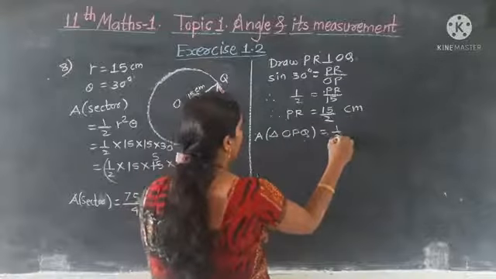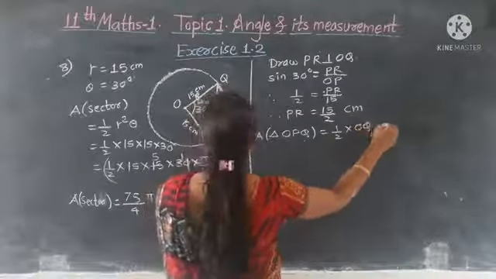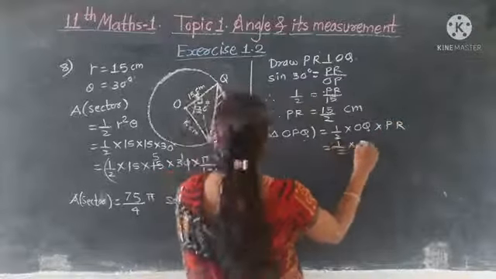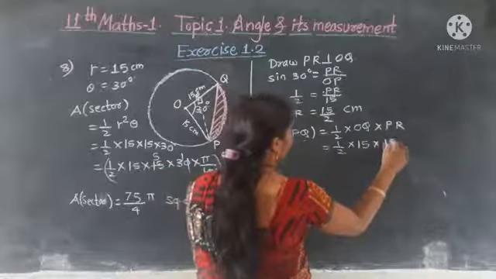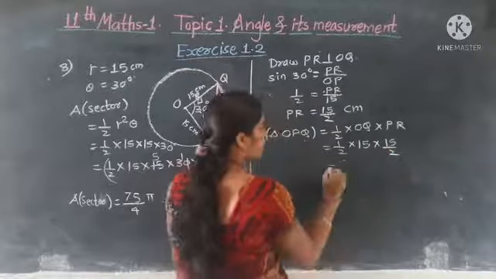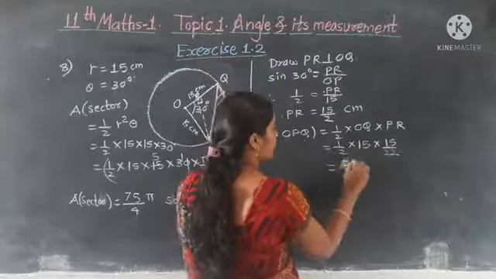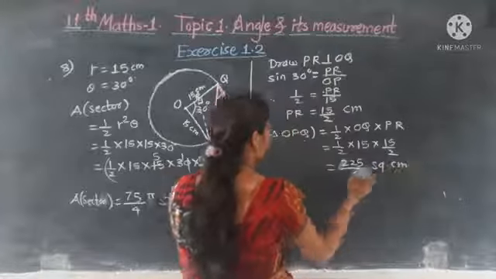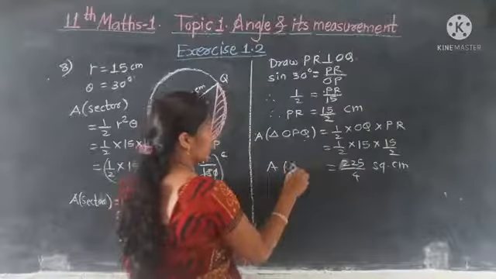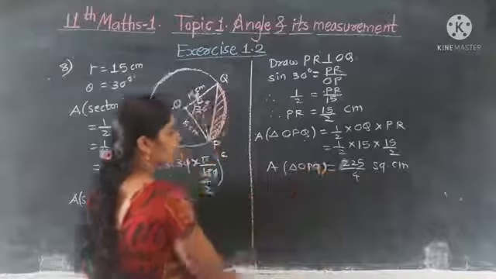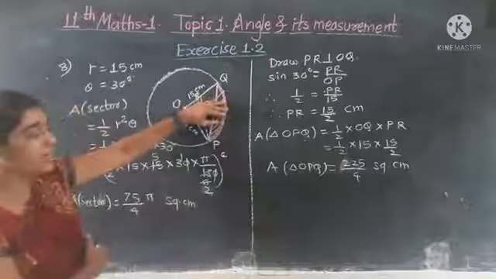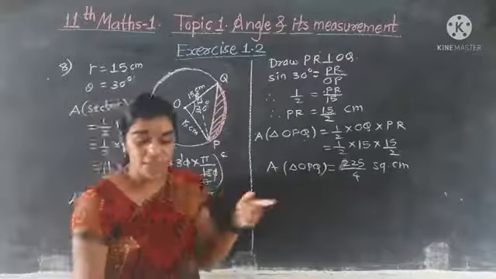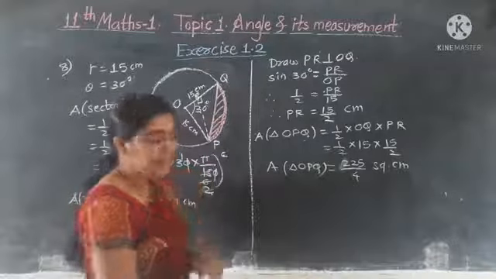Okay. Now we find area of triangle OPQ is equal to half into OQ into PR base. Half into OQ is 15 into 15 upon 2. That is 15 into 15, 225 upon 4 square centimeter. This is the area of triangle OPQ. We find area of sector and area of triangle. Now we want area. What is given? We find area enclosed by.